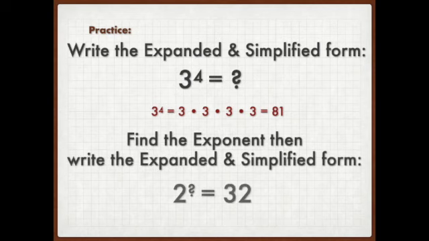Okay, what's the exponent? If we have 2 to what power equals 32? In order to get to 32, I have to multiply the 2 five times. So that would be the superscript, or the exponent, of 5. 2 to the 5th power.